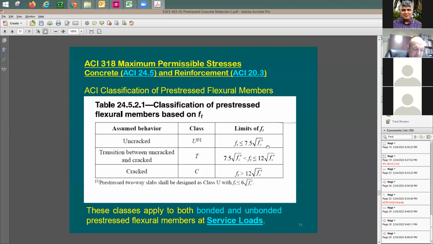How about AASHTO and Caltrans design specifications? Some of the codes bring it to 6 square root of f'c. But 7.5, if you remember, that was the modulus of rupture. This is the one that we use when it comes to cracking stress. You guys remember this based on the ACI code? If you keep the tensile stress below 7.5 square root of f'c, it means the section is uncracked. And you have here full protection.